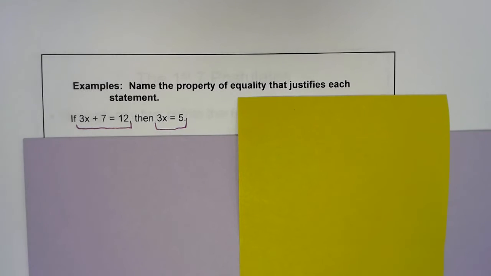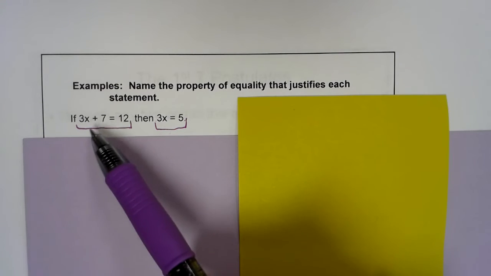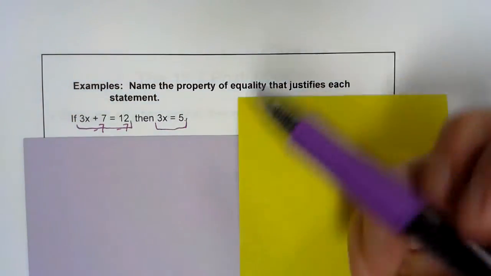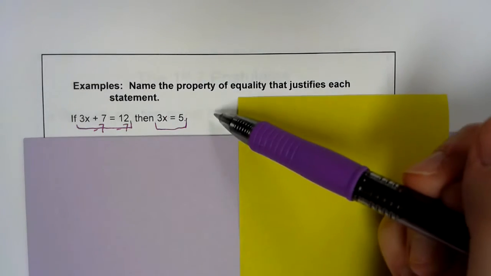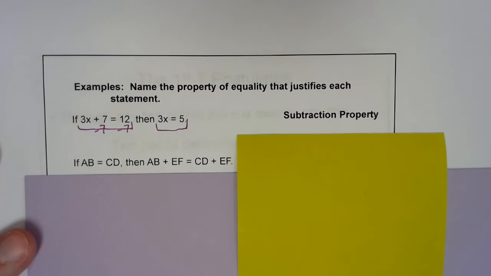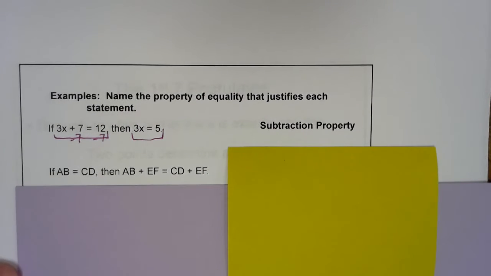We know from algebra, our equation solving skills, that to move a plus 7 to the other side, you would have to subtract 7. And if you subtract 7 on one side, you have to do it on the other. And that would leave you with 3x equals 5. So since I've done subtraction on both sides of the equal sign, we can call that the subtraction property.